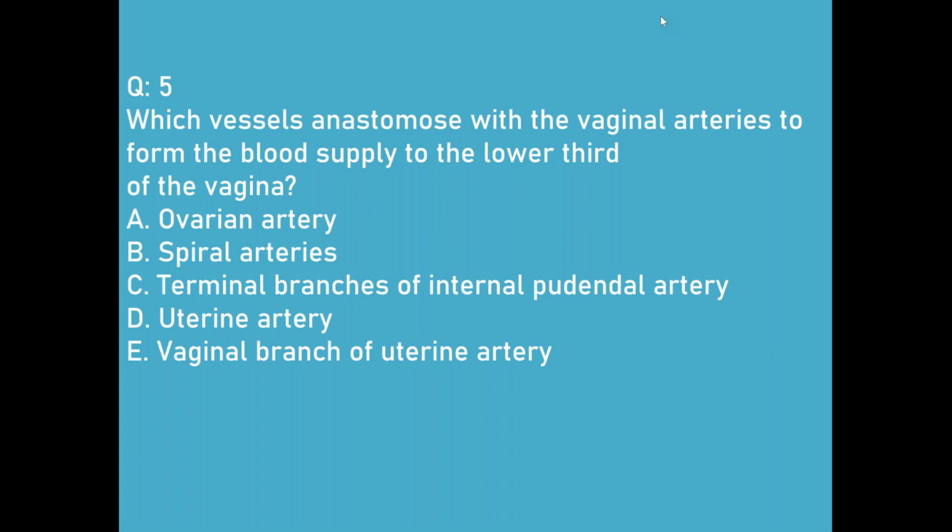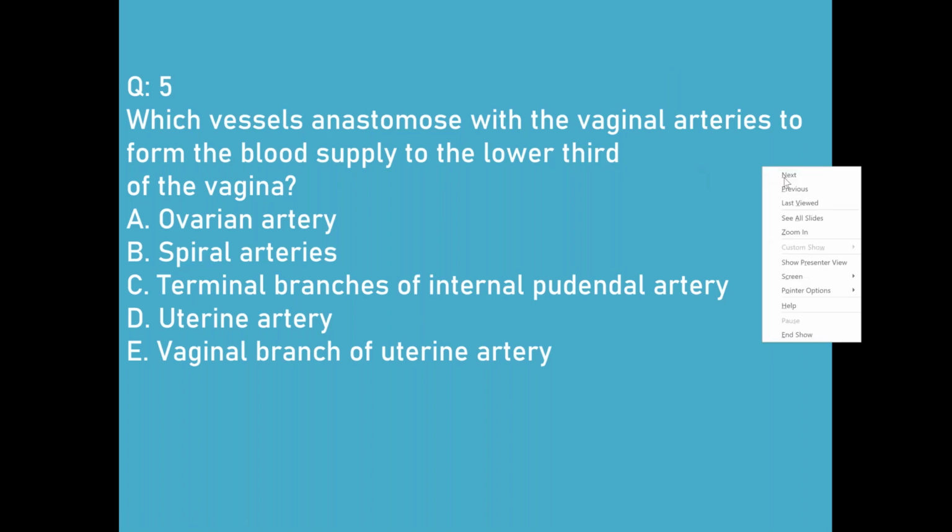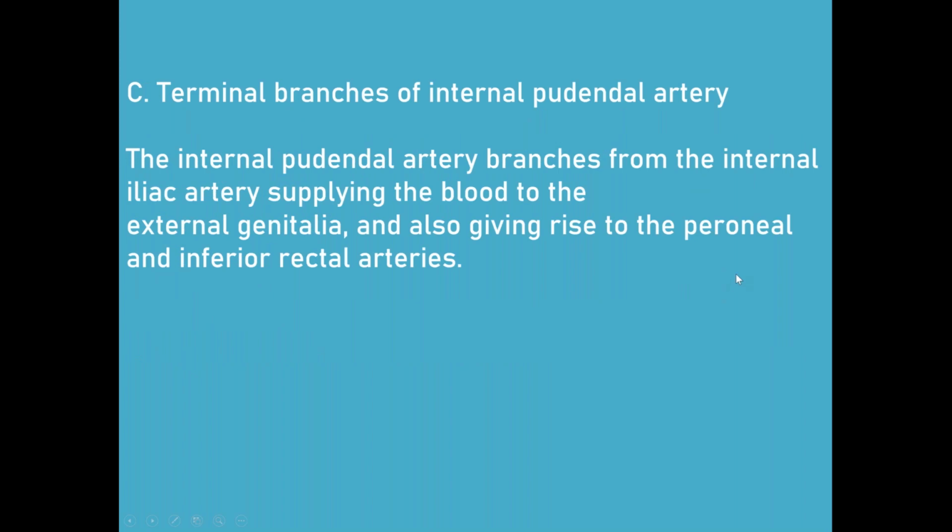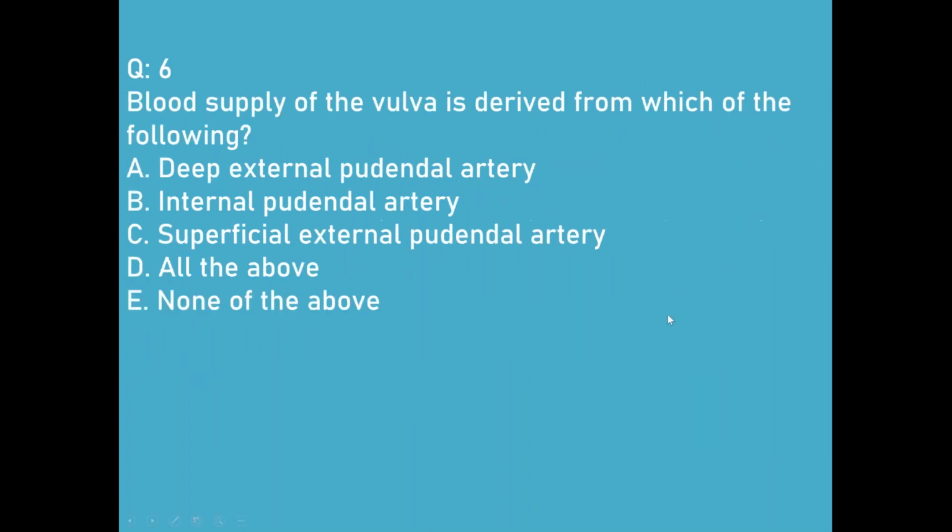Question 5. It's E. Vaginal branches of the uterine artery, which anastomose with the vaginal arteries, supply the lower third of the vagina. No, it's C. Terminal branches of the internal pudendal artery. Okay. Thank you.